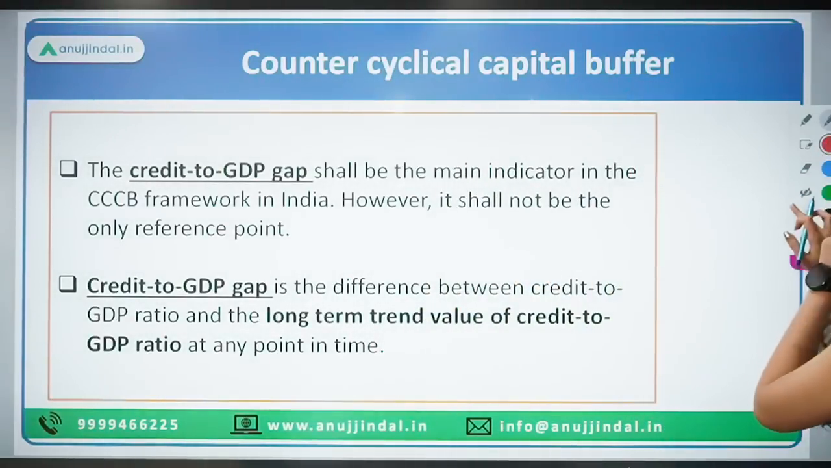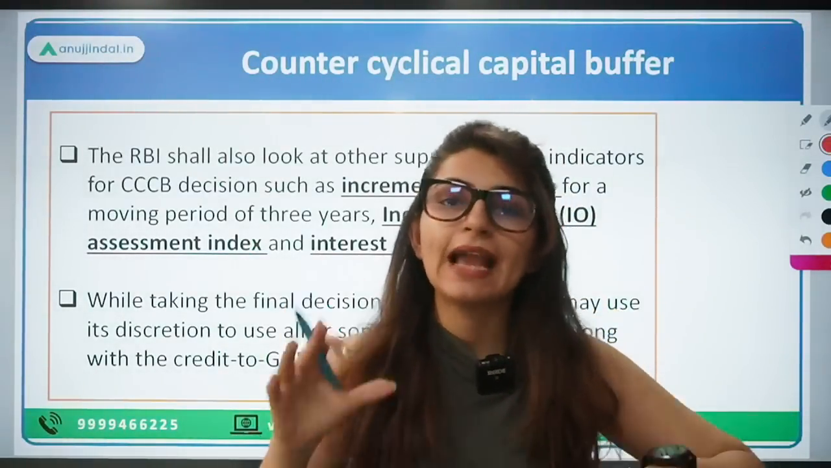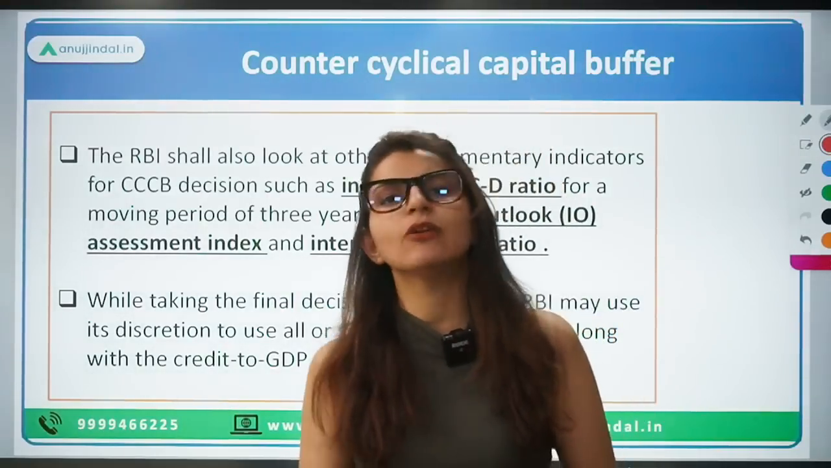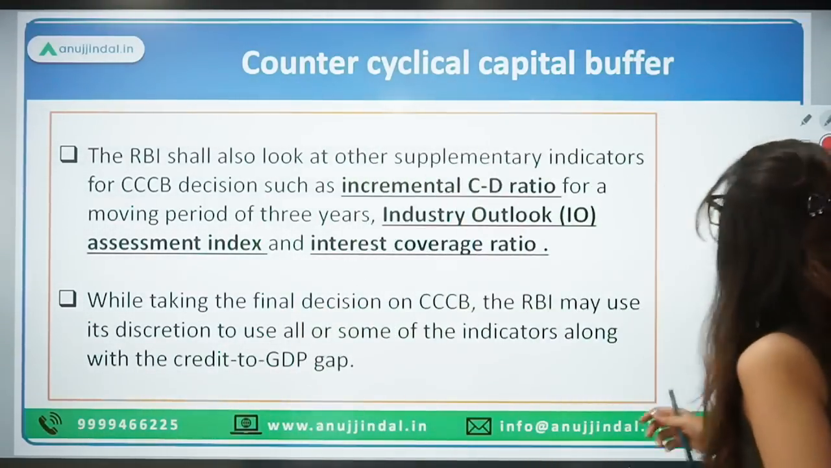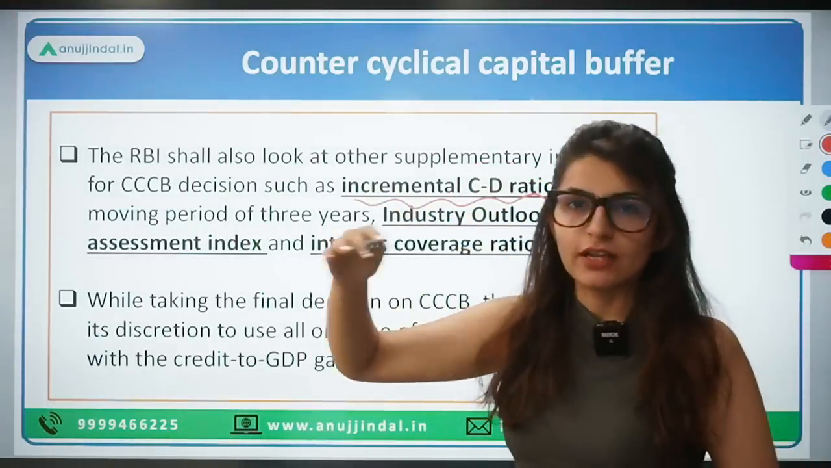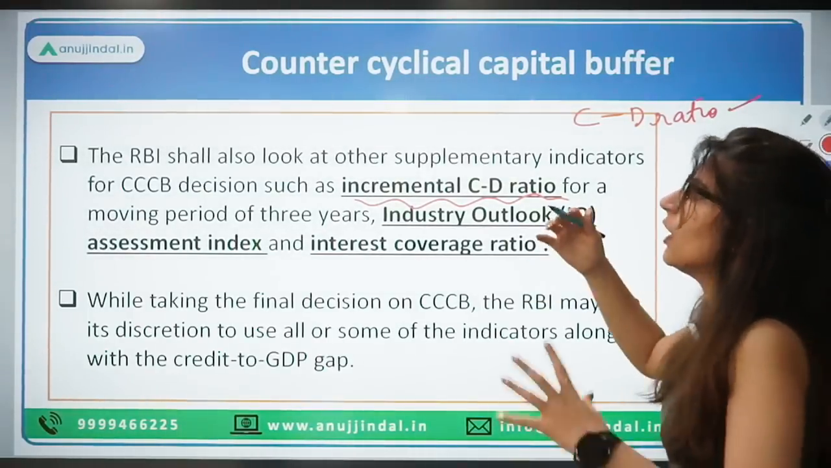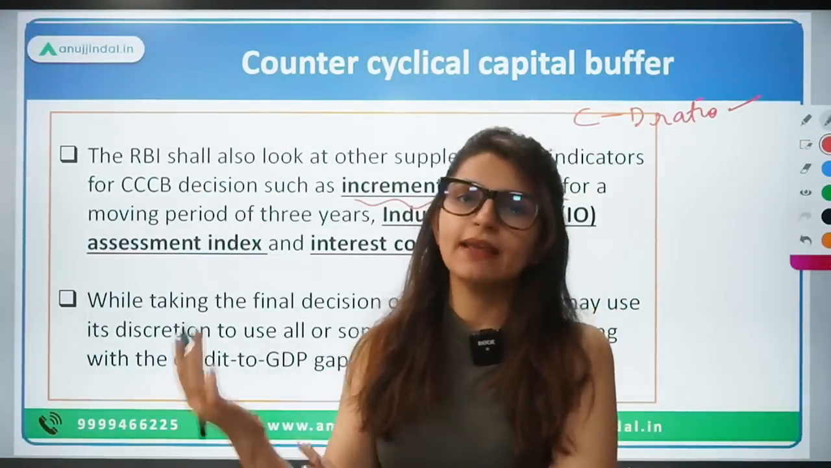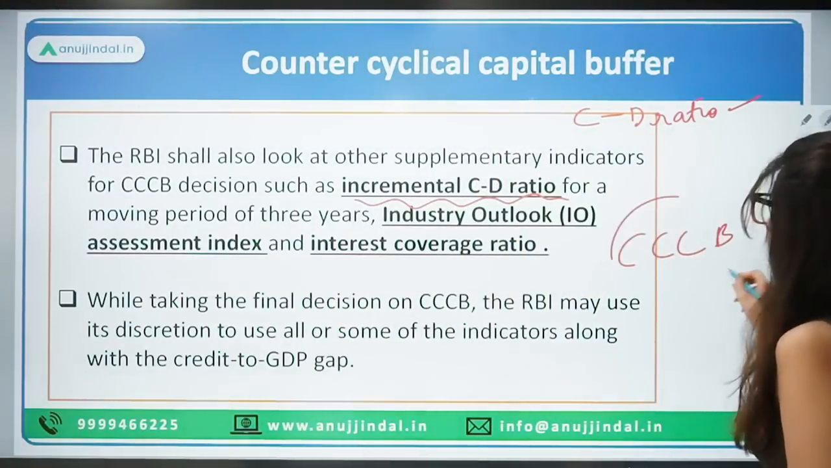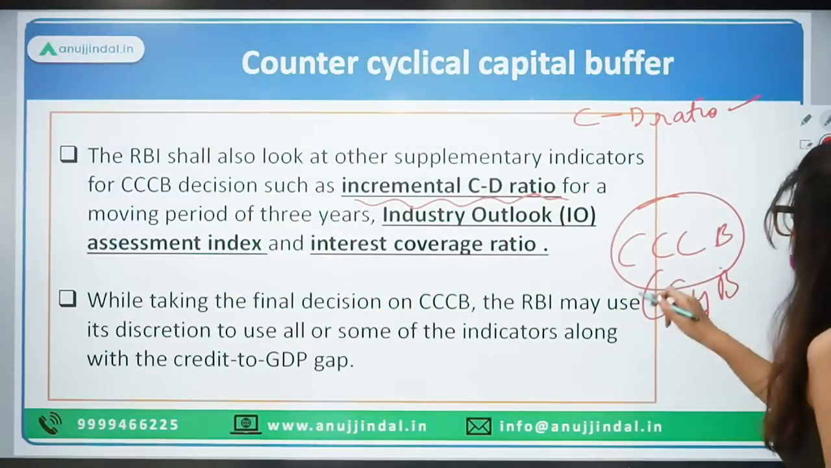Okay, now on what basis? Ab you have to realize this credit to GDP gap is the main indicator. However, it is not the sole indicator. Iske ilawa bhi kuch indicators hai. For example, industrial outlook, incremental credit to deposit ratio. These are certain parameters on which CCYB, that is countercyclical capital buffer, can be maintained. It is also known as CCCB. Pehle ye isko aise bolte the, countercyclical capital buffer. Now it is known as CCYB, countercyclical capital buffer.